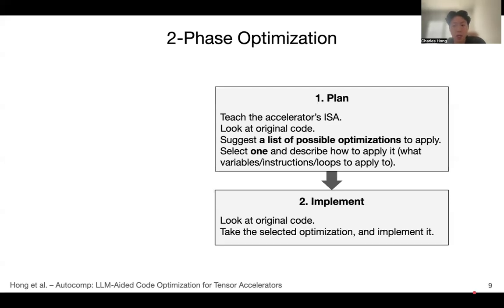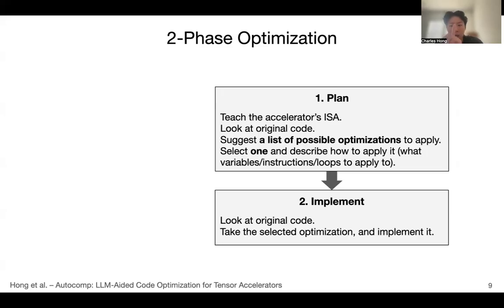So we break down each optimization pass of our accelerator code into two phases. The first phase is planning. We teach the accelerator's ISA to the LLM in the prompt, provide the original code, suggest a list of possible optimizations to apply, and prompt the LLM to select one of these optimizations and describe how to apply it. Basically, generate a plan of how to apply the optimization. Then we take that generated plan and prompt the LLM again to implement it and generate the resulting code.